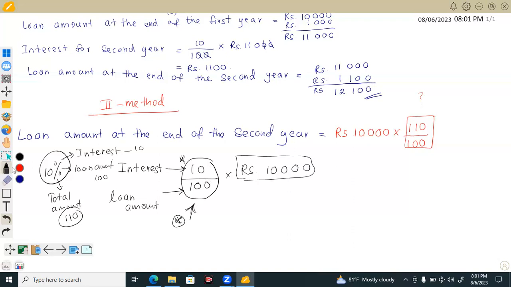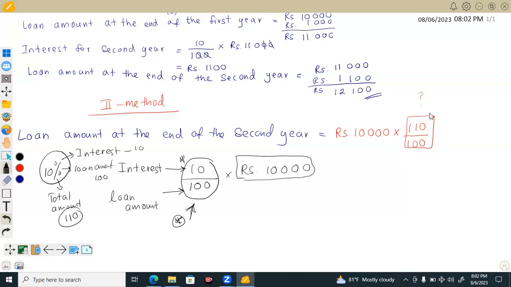If we have to find the total amount, then in the numerator we have to write the total amount. That's why we write the 110 here. And what we have been given is the loan amount. Then in the denominator we write the loan amount.